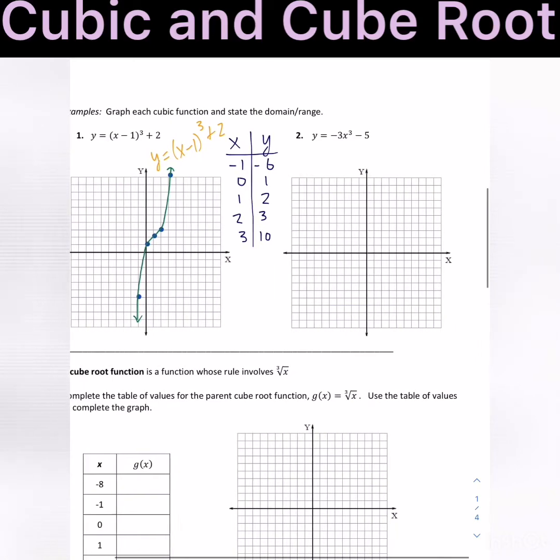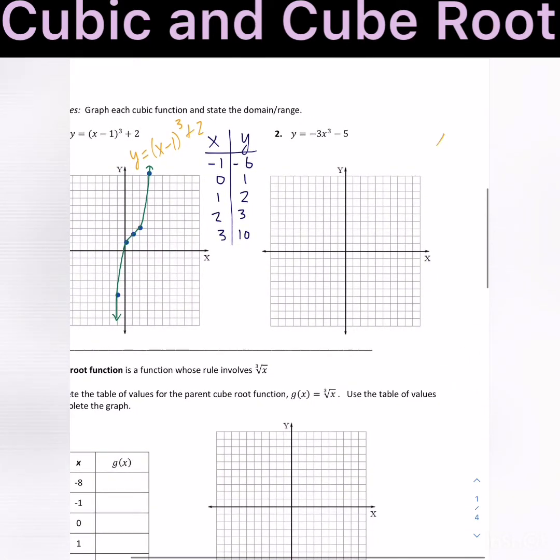The first thing I'm going to do is create a table of values. You can get the table of values by plugging this directly into your y equals. I'm going to get -2, 19, -1, -2, 0, -5, 1, -8, and 2, -29.